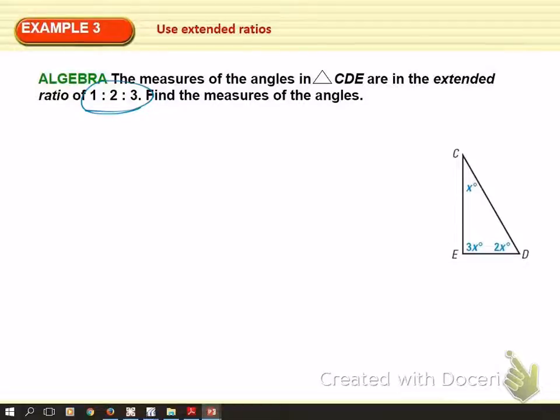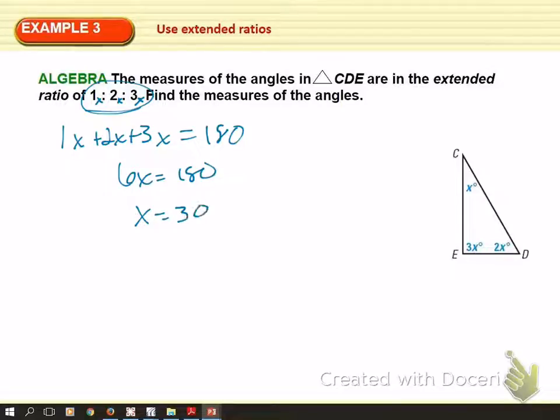We don't know what that common factor was, so we're going to apply a factor of x to all three of these. And so now we can take 1x plus 2x plus 3x and set it equal to what the angles of a triangle have to add up to. And that is from math for as far back as you can remember probably, the sum of the angles of a triangle is 180 degrees. So 1 plus 2 plus 3 is 6, and we're ready to go solve. Divide by 6. And so x is 30.